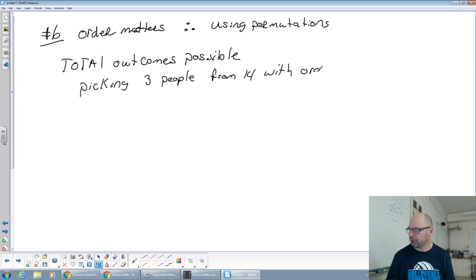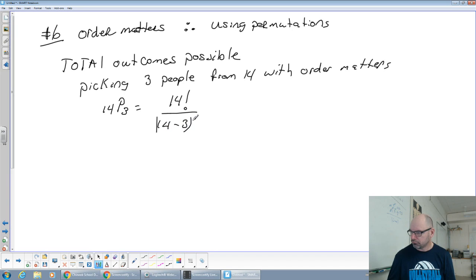With order mattering. Okay, so that means we're going to do a permutation. So you could do 14P3. If I do 14P3 on the calculator, you get 2,184.